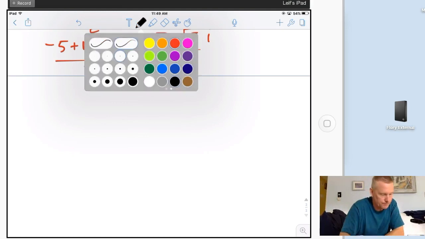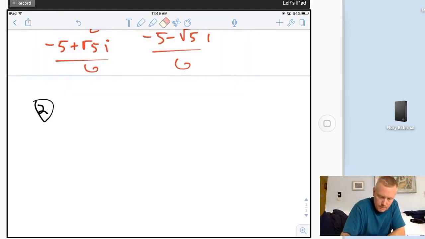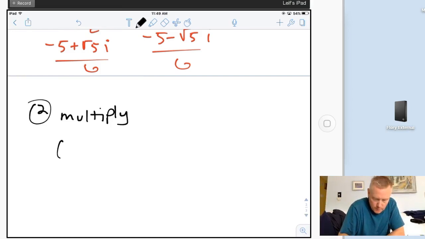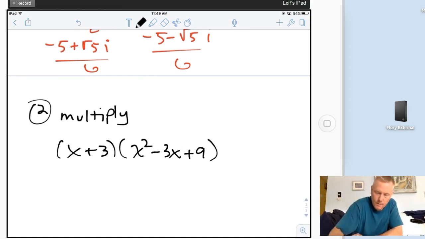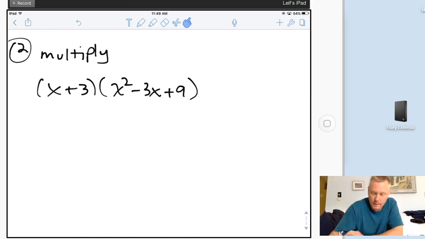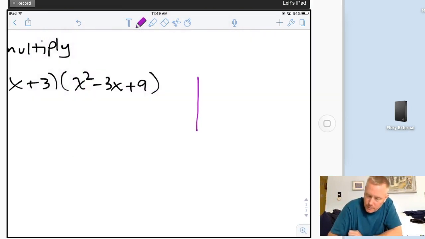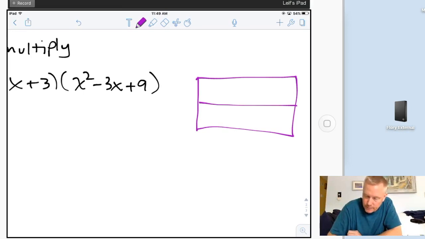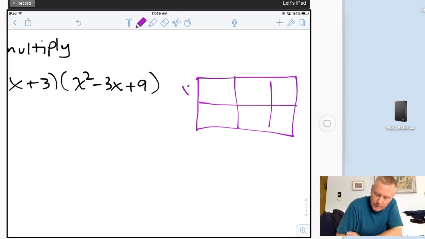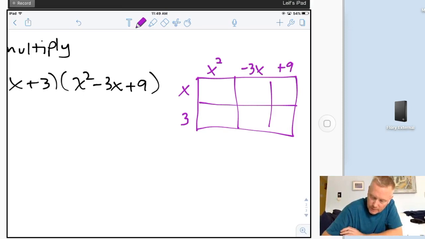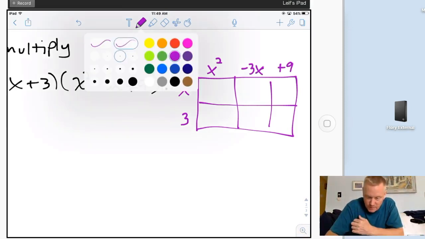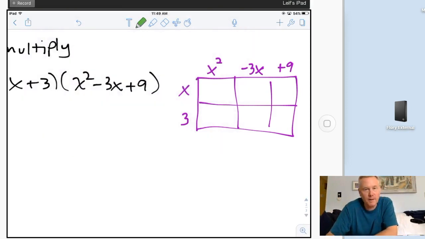Number 2, multiply. x plus 3 times x squared minus 3x plus 9. All right. Okay, so I kind of like the box technique for this one. If I do it over on the side here, this is a 2 by 3. Which means I'm going to have a rectangle. And I got x plus 3. And I got x squared minus 3x plus 9. So it's like a Punnett square. Multiply to find out what's in each box.